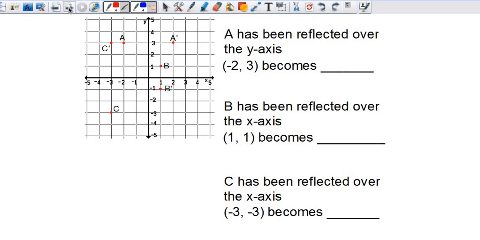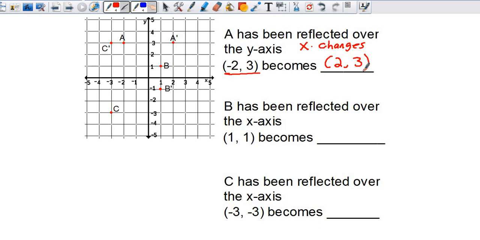So it says A has been reflected over the y-axis. The easiest way to remember this, guys, is that if it reflects across the y-axis, then the x changes. All right? Which means if the x is positive, it becomes negative. If it's negative, it becomes positive. So when you look at this, it says negative 2, 3. If we're flipping across the y-axis, the x changes, so that negative 2 becomes a positive 2, and the y stays the same. We don't do anything with that.